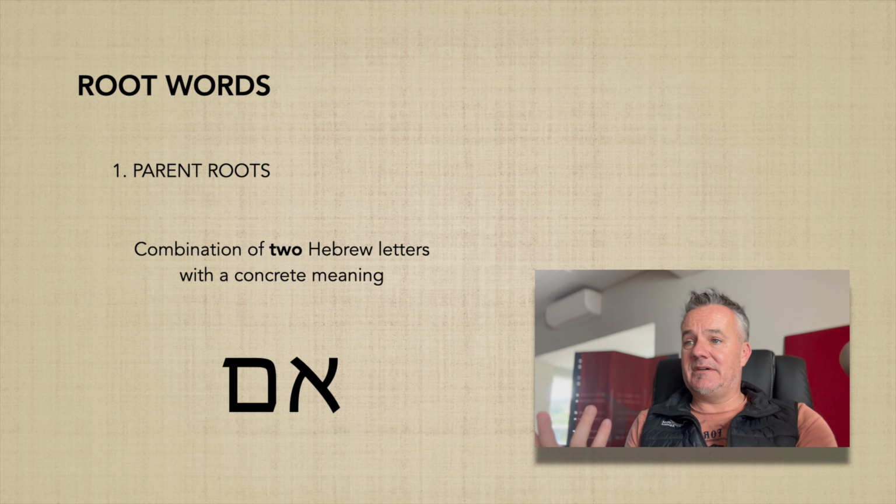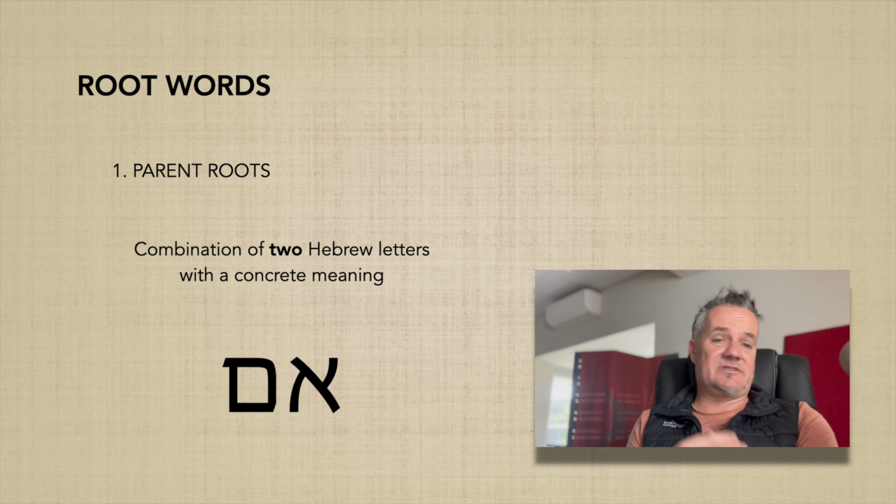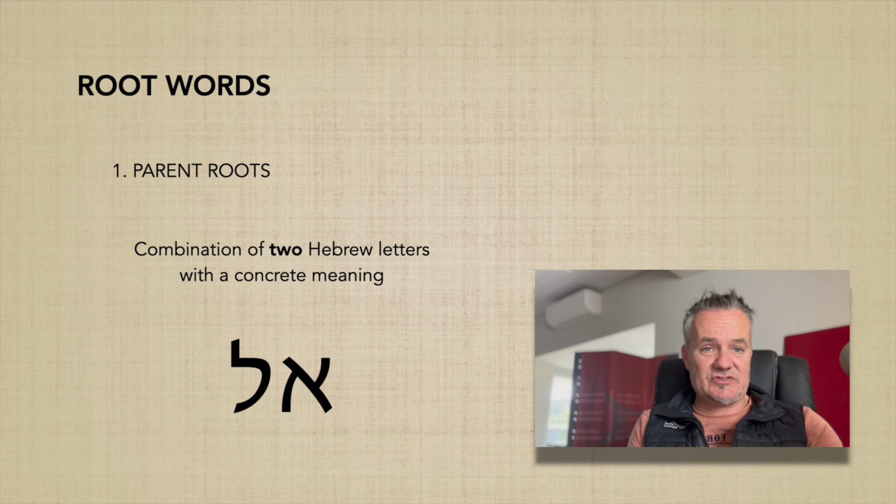Another concept would be the word El, as we've mentioned. Strong shepherd, strong leader, strong authority. And that is where we get our idea of God from. So, for our definition, a parent root is a combination of two Hebrew letters expanding on the fundamental concept and giving us a fuller meaning. But it's a concrete meaning, it's a parent meaning, if that makes sense.